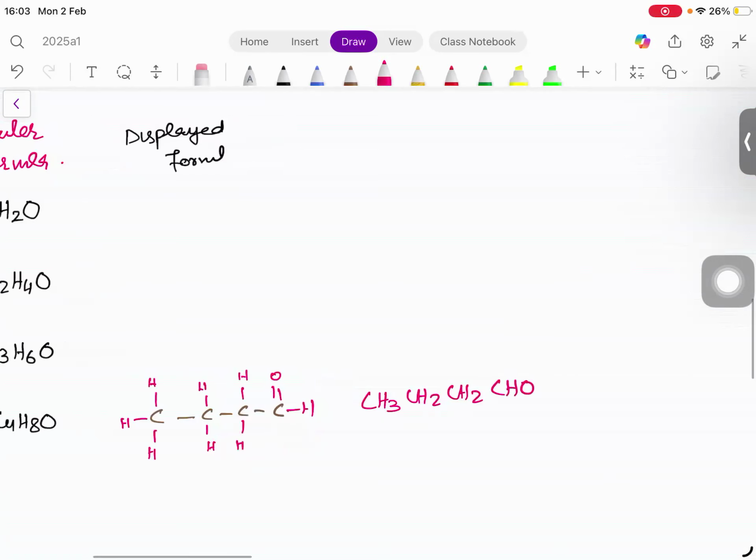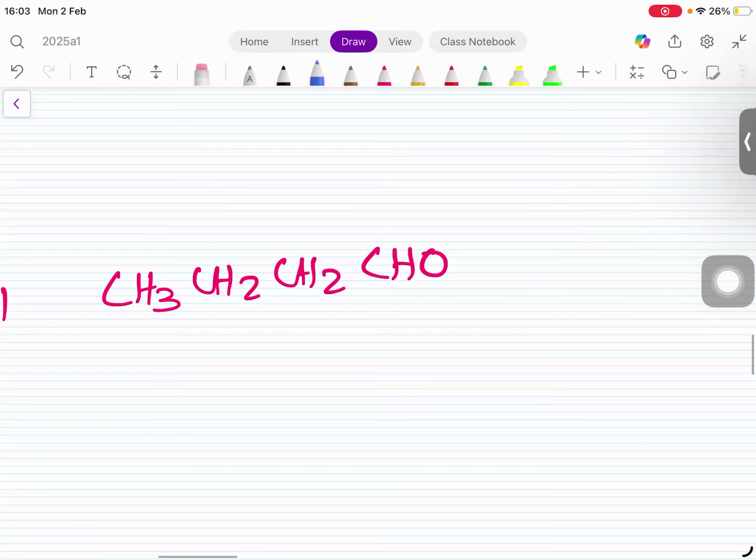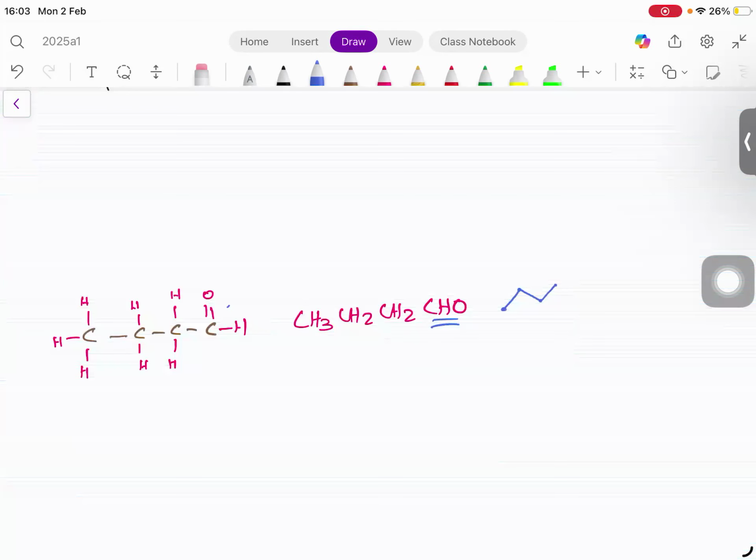Now come to the skeletal. Please pay attention, one minute. Stop writing. In the skeletal, how many carbons does it have? So 1, 2, 3, 4. And the fourth carbon, this one, has what?